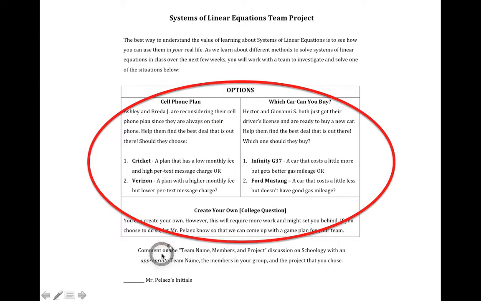When you're done with that, go on Schoology. There is a discussion called team name, members, and project. All you have to do is submit your team name, members in your group, and project. One person per group should be fine, and I'll make sure that I go through and everyone gets the credit. Now, before moving on, you need to get my initials so that I know that you're on task. These are pretty much how you're going to be getting credit for the entire week.